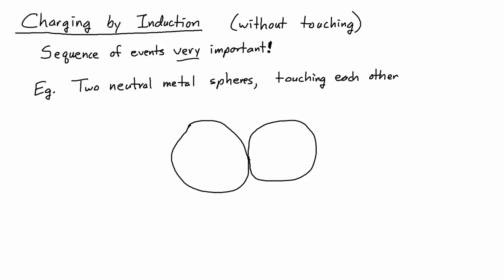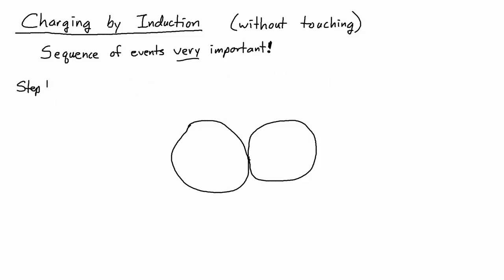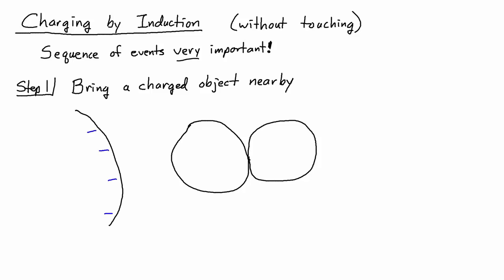The first thing that we do is we bring a charged object nearby. If I bring that balloon close to the spheres but not touching, it will actually polarize the spheres. Now the balloon, again, drives electrons away. It's negatively charged, so that's going to cause electrons to flow through the metal. Now the metal conductors are touching, which means that they can share valence electrons. And so this balloon actually polarizes the spheres.